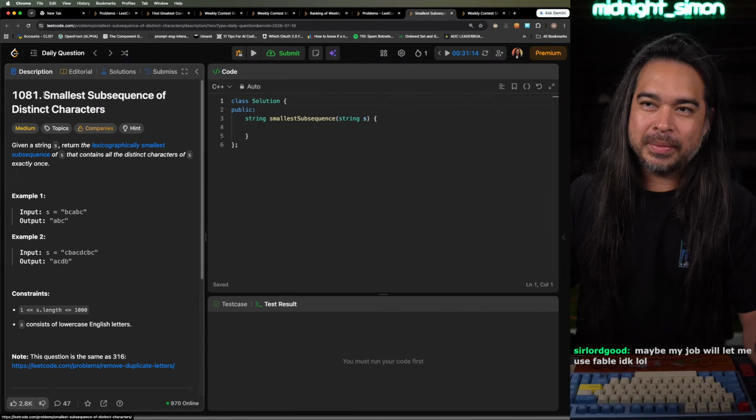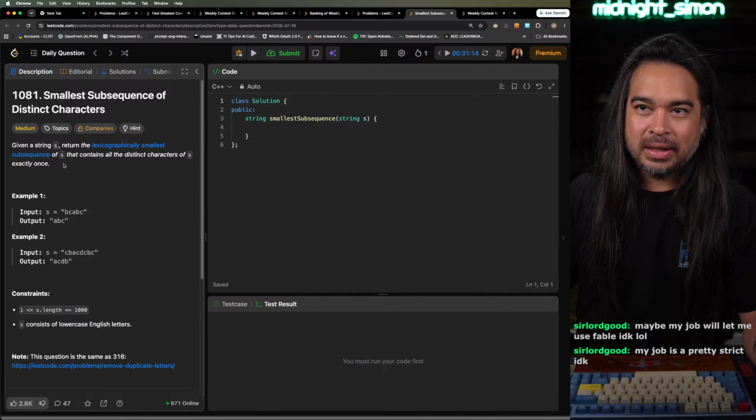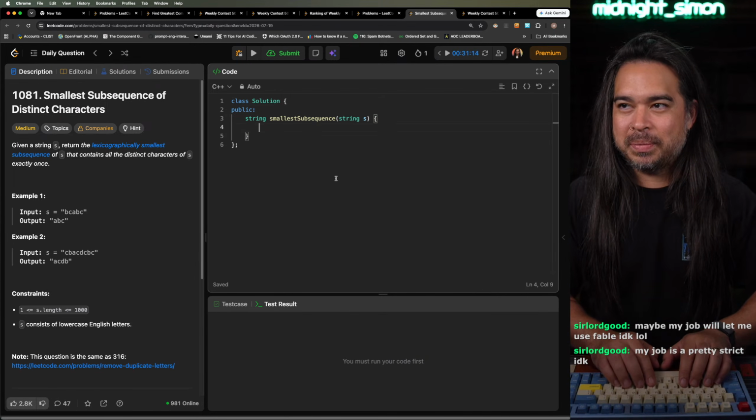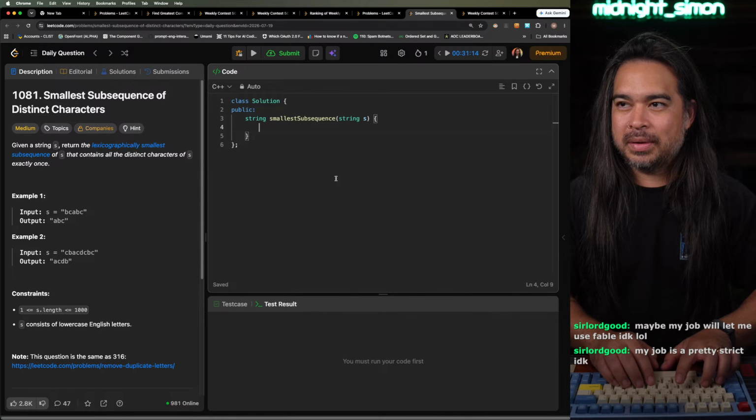Alright, let's read. Smallest subsequence of distinct characters. Given a string S, return the lexicographically smallest subsequence of S that contains all the distinct characters of S exactly once. Sounds easy, man. Do I just make a set and then return the set as a string? Set of chars.